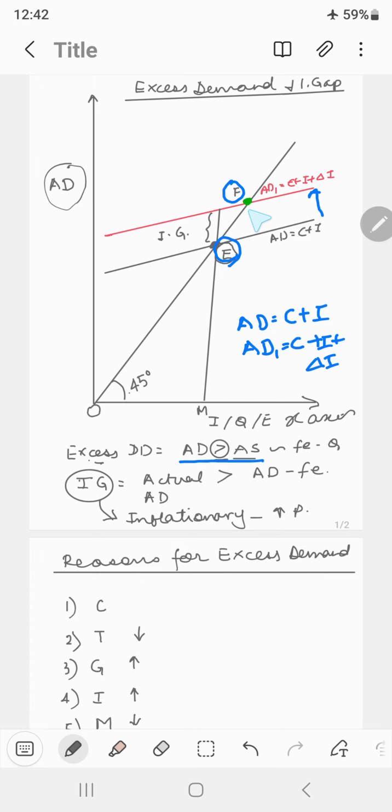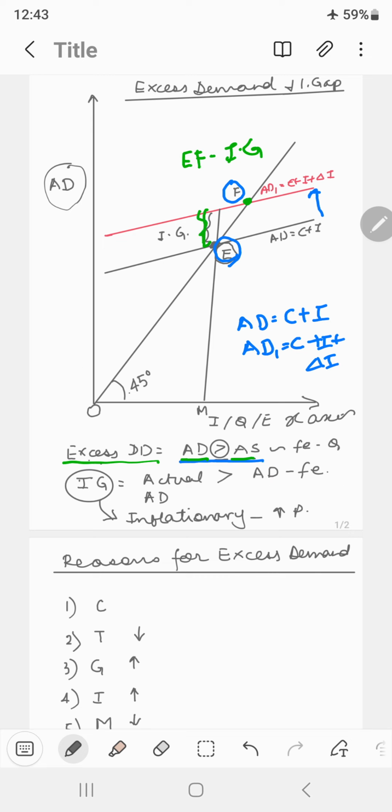So if we have to explain what is the inflationary gap which has been created on account of shift or increase in aggregate demand, this is the inflationary gap. EF is the inflationary gap which has been created on account of excess demand in the economy, and already we have studied in the initial, when I started the presentation, I told you that excess demand is nothing but aggregate demand greater than aggregate supply for maintenance of full employment equilibrium.